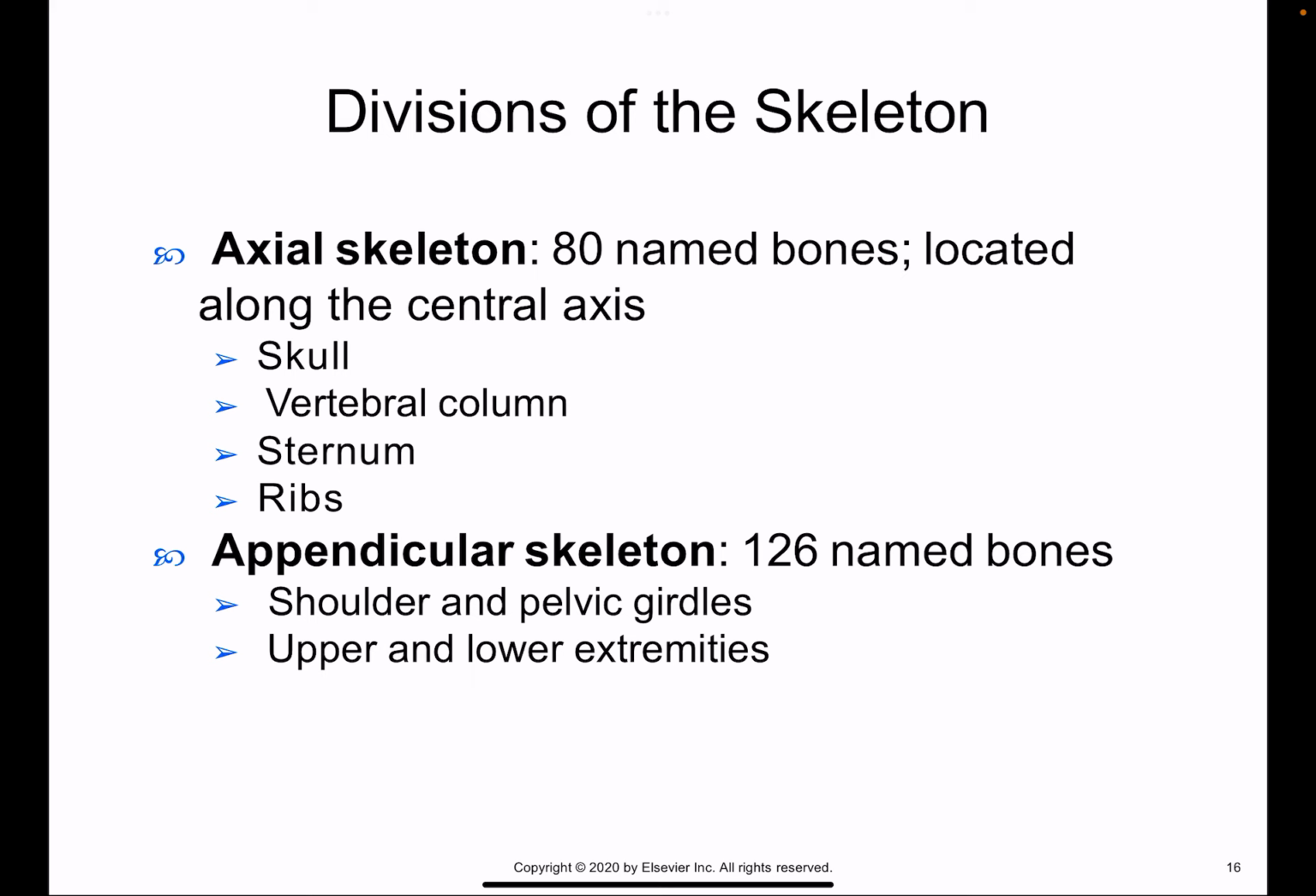Now we have two divisions of the skeleton, right? This is the entire skeleton. This is a little different than everything else we were talking about, in the sense that we were talking about parts of the bones. No, now we are talking about the entire skeleton. Now we have one division known as the axial skeleton.